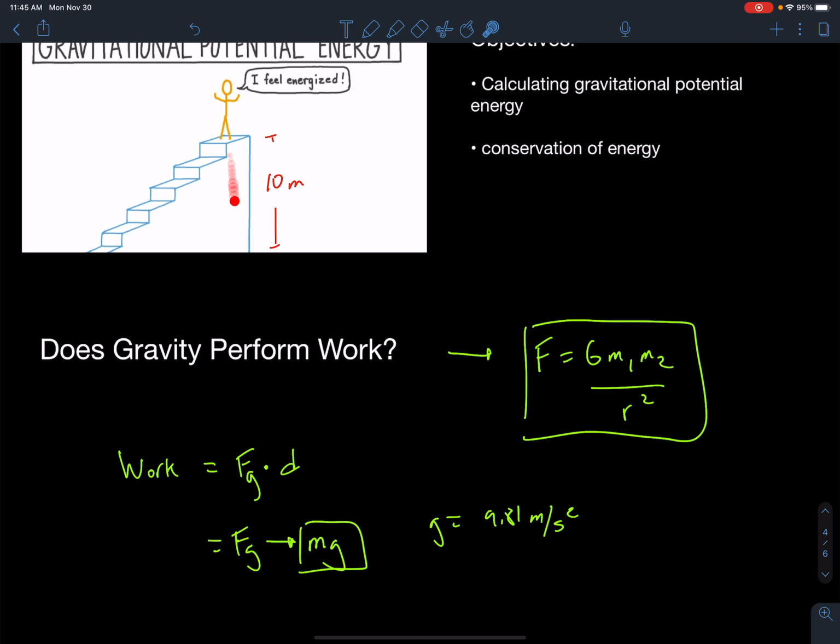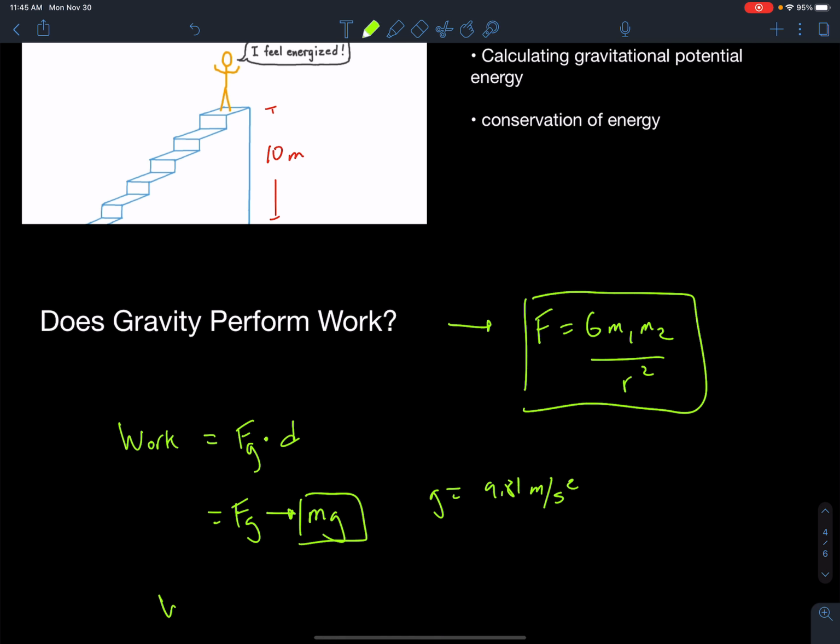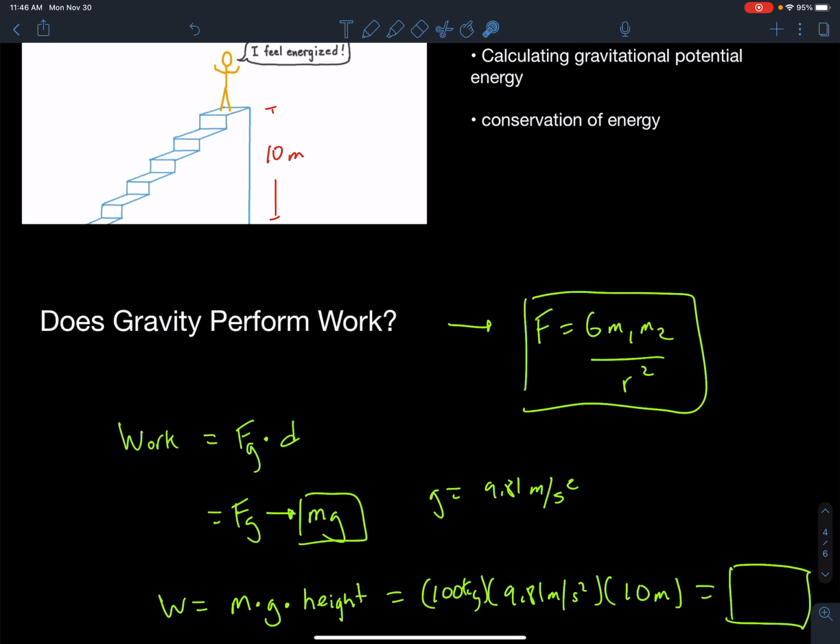So the work performed by this person climbing the stairs is going to be equal to m times g times h, I'm going to call it the height, the vertical height that he moved. Let's say he's 100 kilograms. That's his mass. The gravity is 9.81 meters per second squared. And the height, let's say, is 10 meters. That should be equal to the actual work that he would do, measured in joules. So 100 times 9.81 times 10, we're talking 9,810 joules. That's how much work you would have to do. Not bad. I'm sure you burned a couple calories over there.